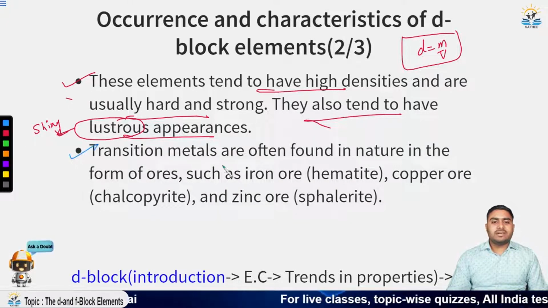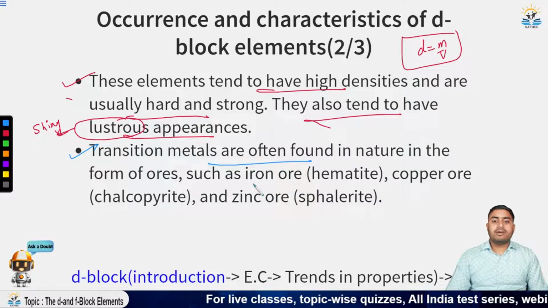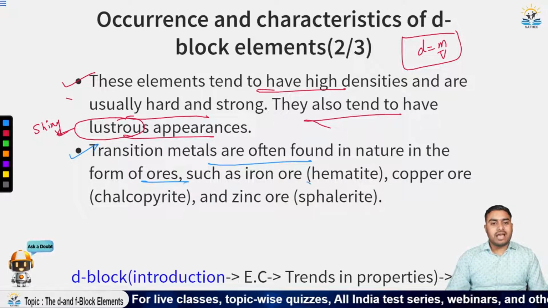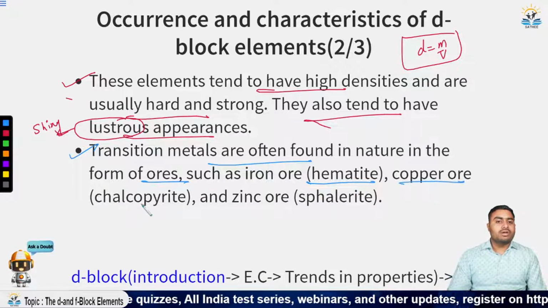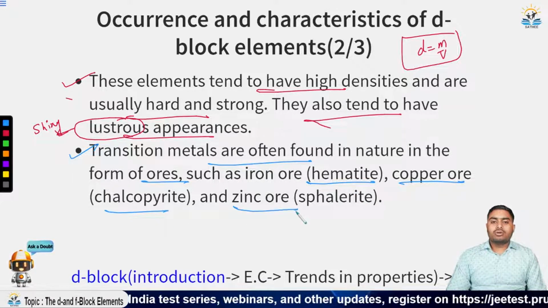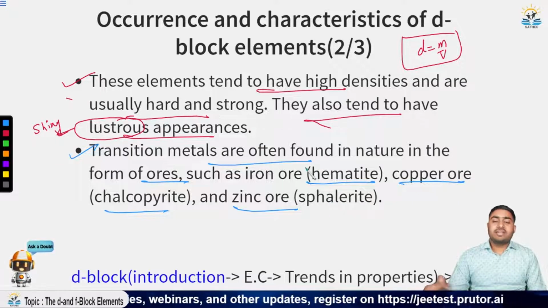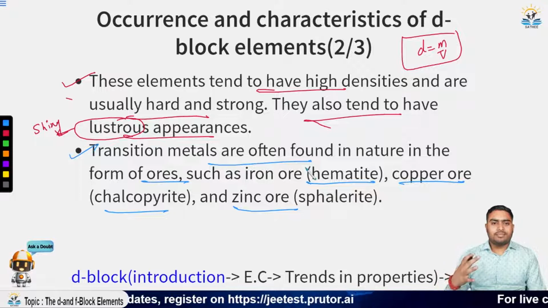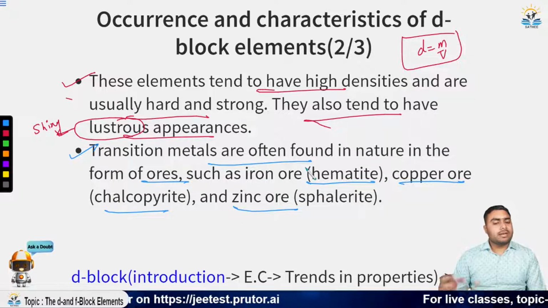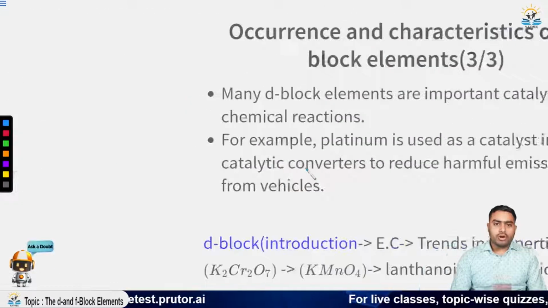Next point, transition metals are often found in nature in the form of ores, like hematite, which is an iron ore. Then copper ore like chalcopyrite, zinc ore like sphalerite, as well as zinc blende, and cinnabar. These are some examples. I hope you are very clear about the occurrence and characteristics of d block elements.